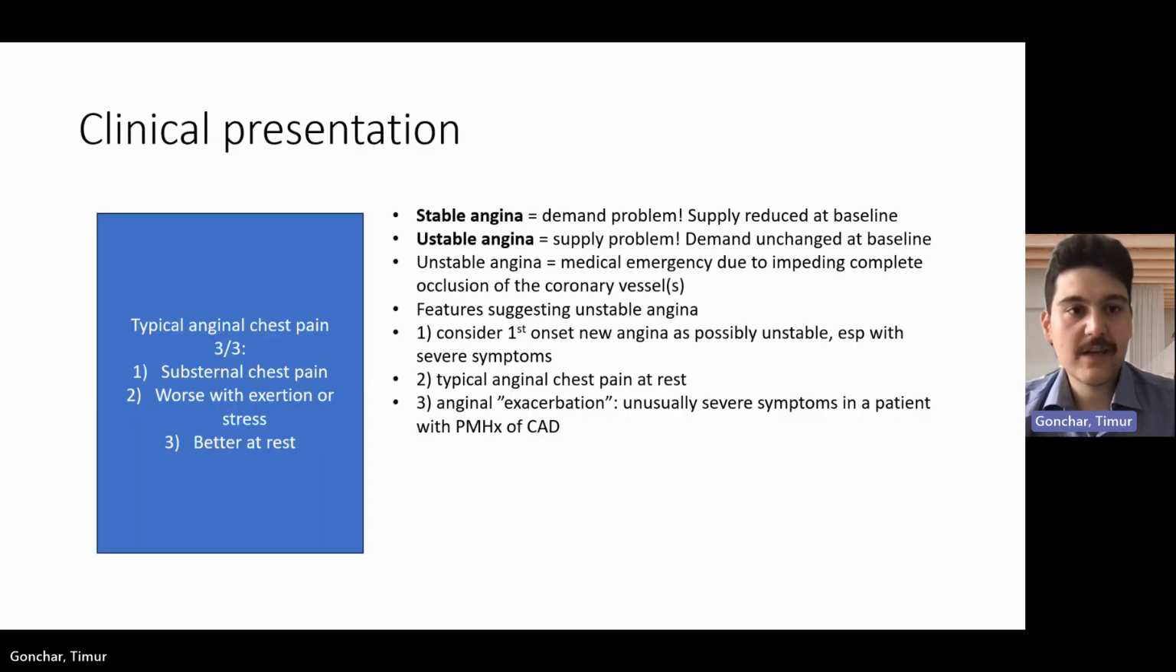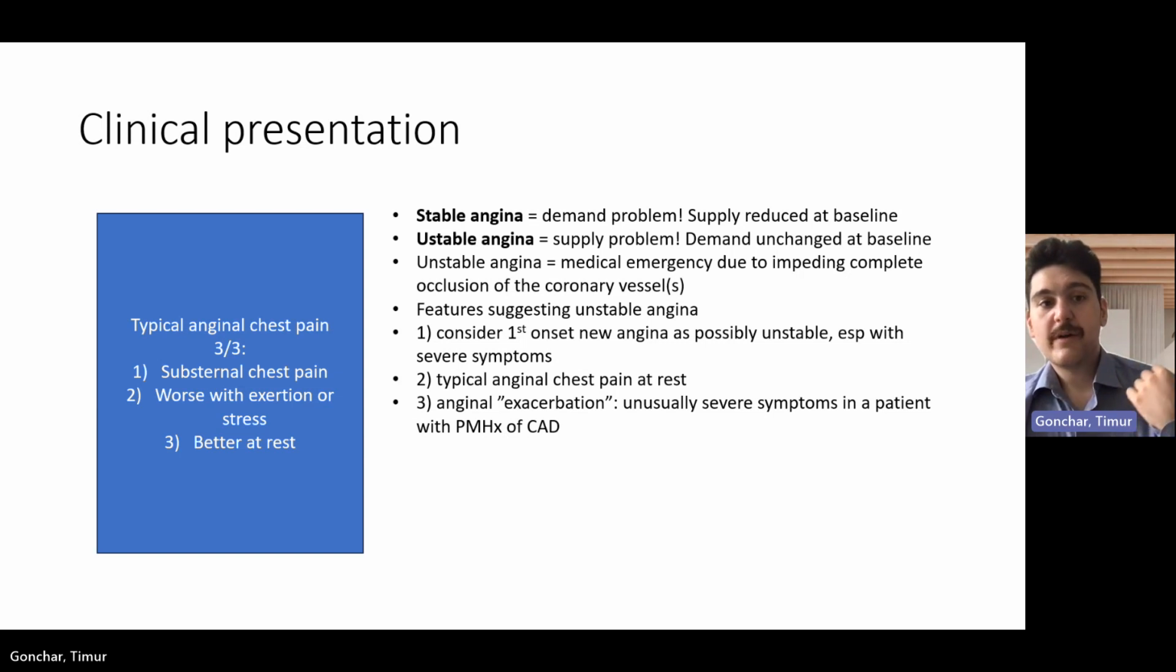So now let's focus on ischemic heart disease, on coronary artery disease, and as I said, there are multiple forms of this phenomenon. First of all, let's talk about typical presentation, typical angina chest pain. For a patient to have typical chest pain, they have to have all three criteria I've listed on the slide. First, substernal chest pain, so this is the pain usually located in the middle of the chest, behind your sternum.